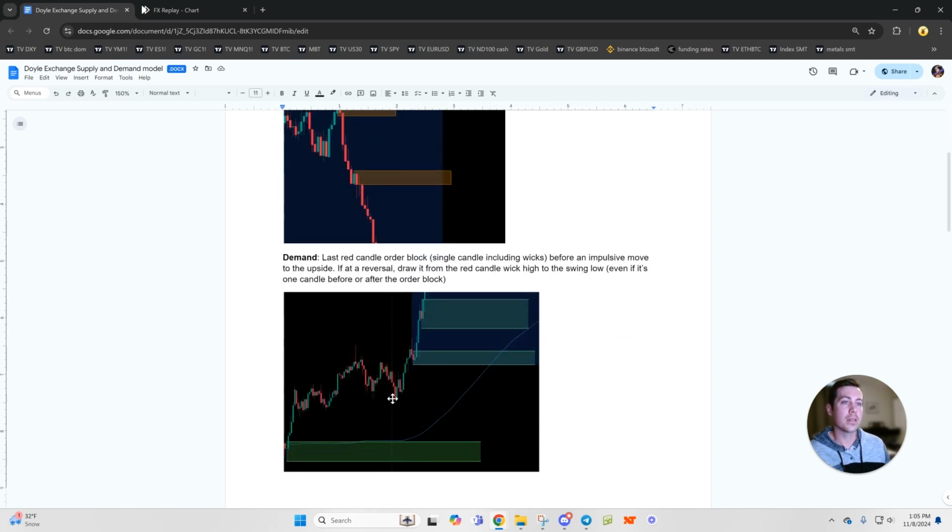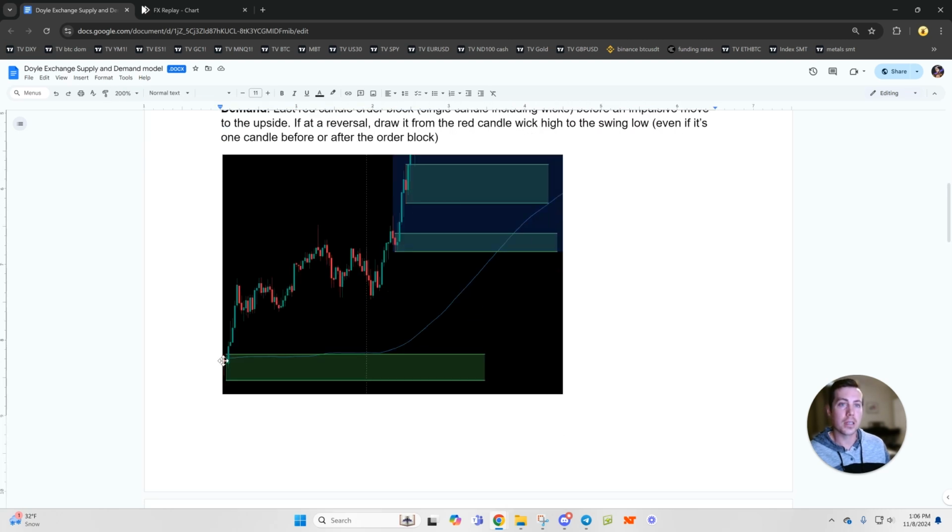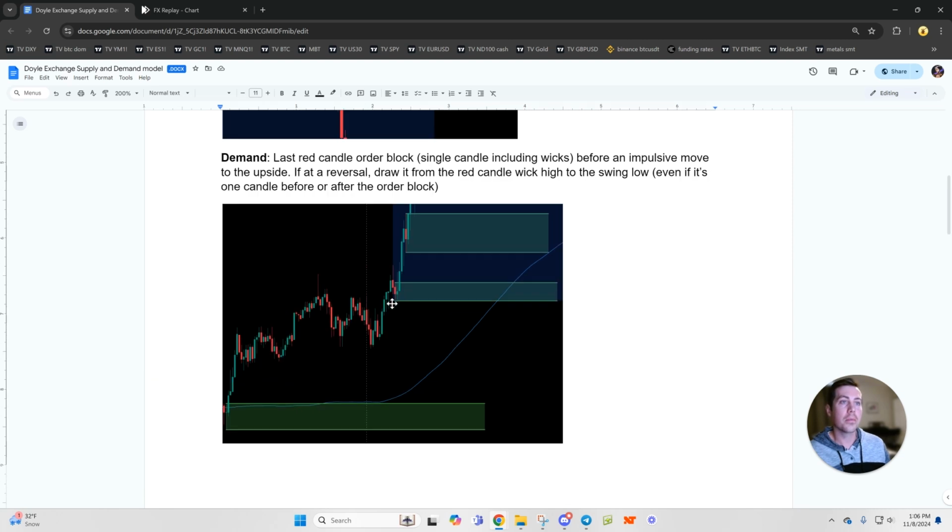They can act as demand. So if price is moving to the upside, you've got the last red candle before the move up. And specifically for his model, I'll try and zoom in here so you guys can see this a little bit better. He draws it like it's not just the red candle. It's essentially the last order block candle, and then he extends it to the low. So even though the low is the next candle after, he would call this entire zone the demand zone in this case. And as you're coming up, he would use this single candle with the wicks on both sides is how he would draw out demand.